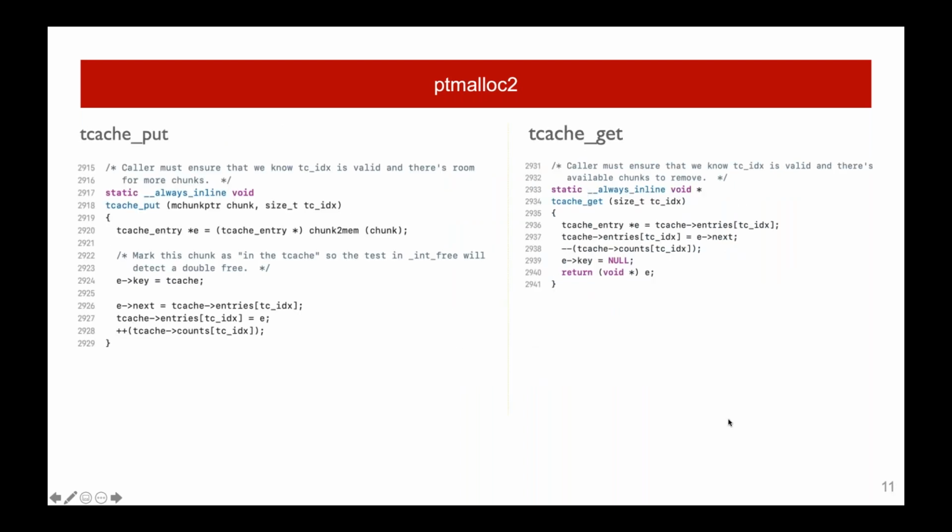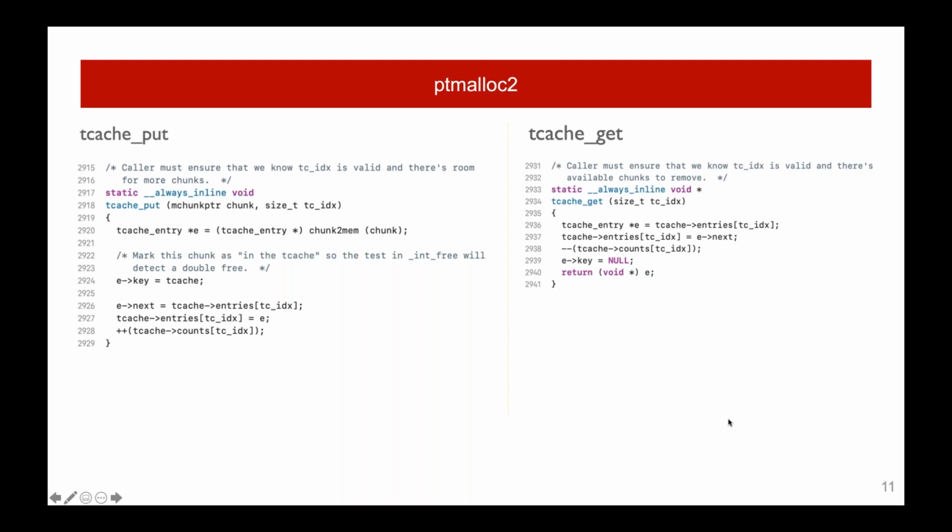And then you see tcache_put and tcache_get used when you free or allocate a chunk. And if you look carefully, you'll notice in tcache_put, there are no validation checks. It just adds the chunk when you free it. It's not checking the size, whether the size is right or not.